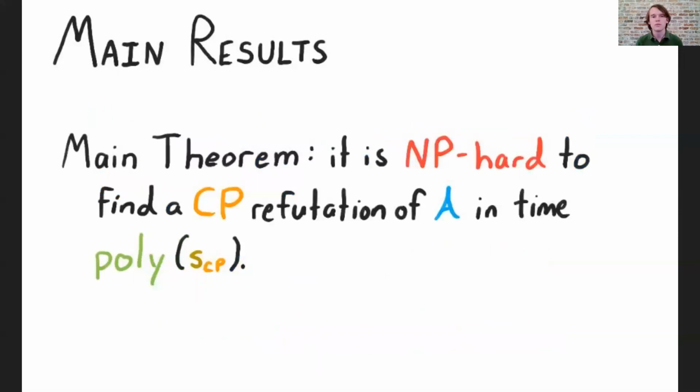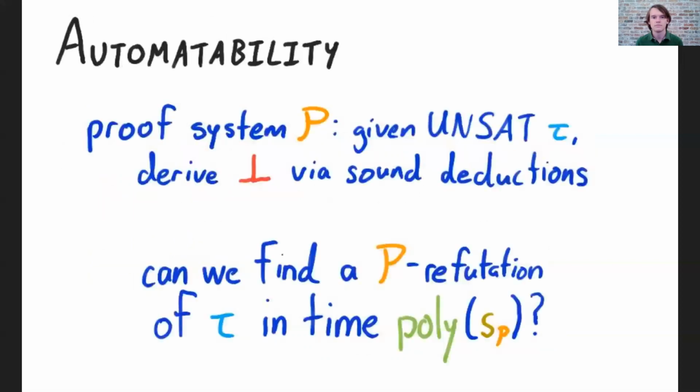And what we prove is a lower bound that shows that actually doing so is NP hard. So assuming P doesn't equal NP, there are no algorithms that in time poly of S can actually find cutting planes refutations in general. And since this problem is in NP, this is basically a tight result. Okay, so this is part of a general framework called automatability.